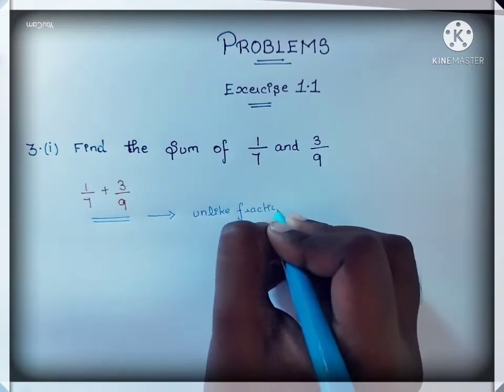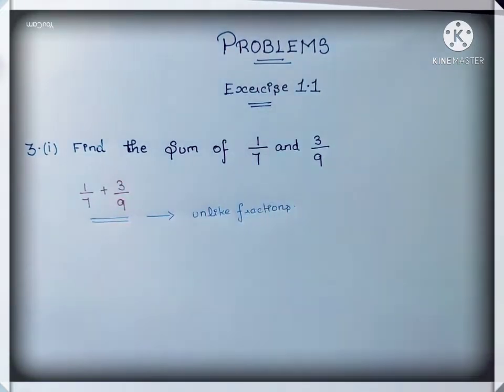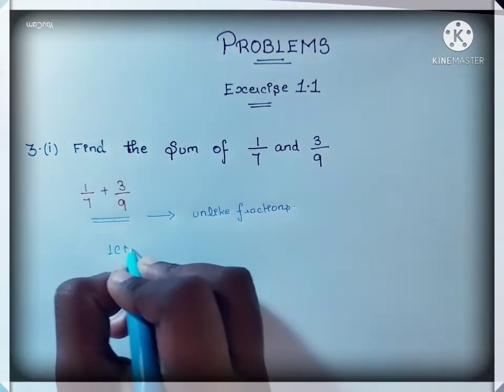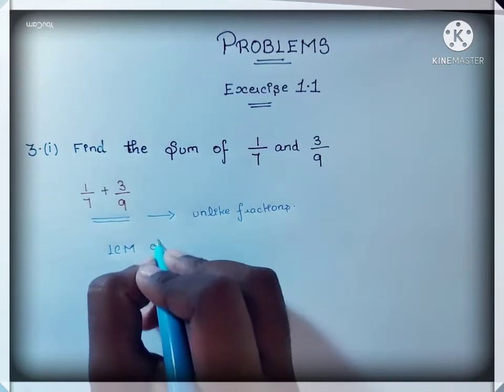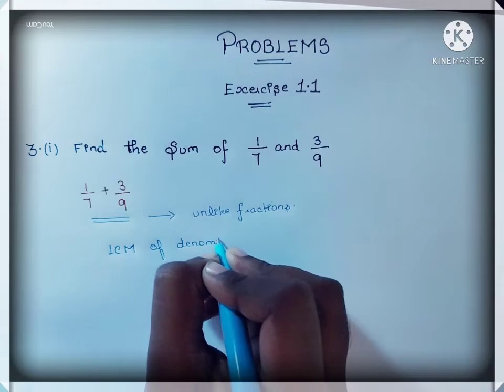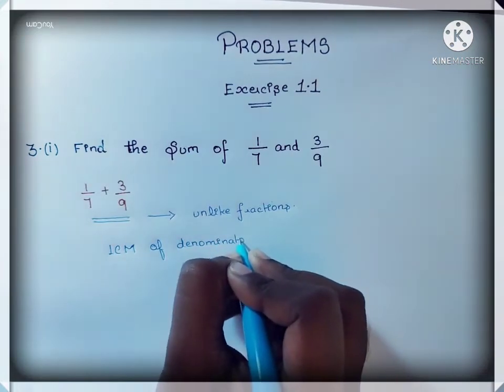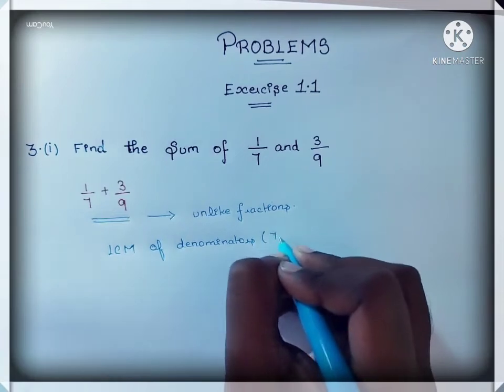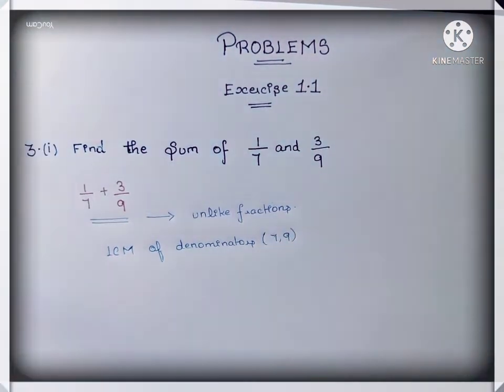So now, how do we find the sum of two unlike fractions? We need to find the LCM of their denominators. So here, we have to find the LCM of the denominators of the given fractions, that is the LCM of 7 and 9, which gives us 7 into 9, which is 63.